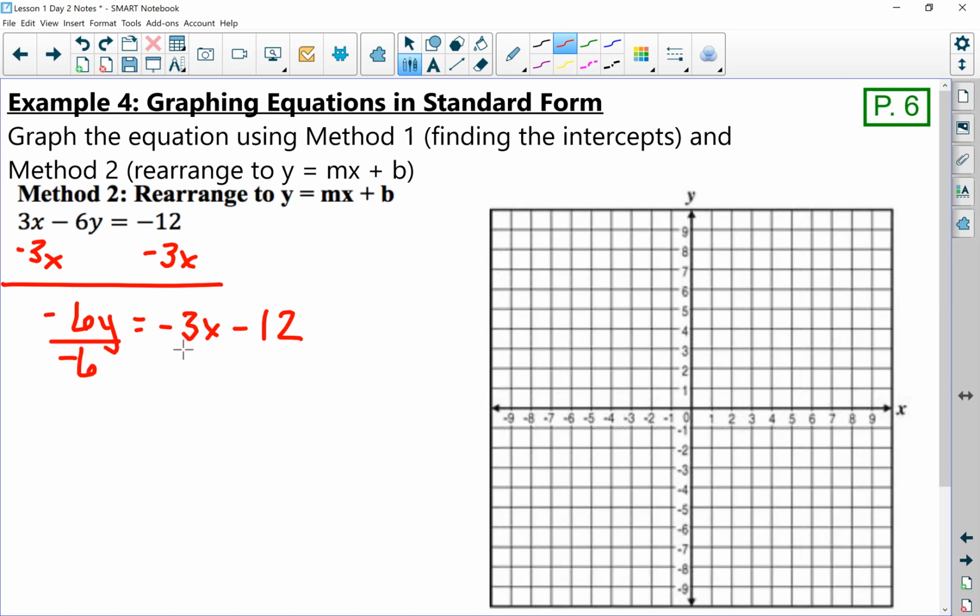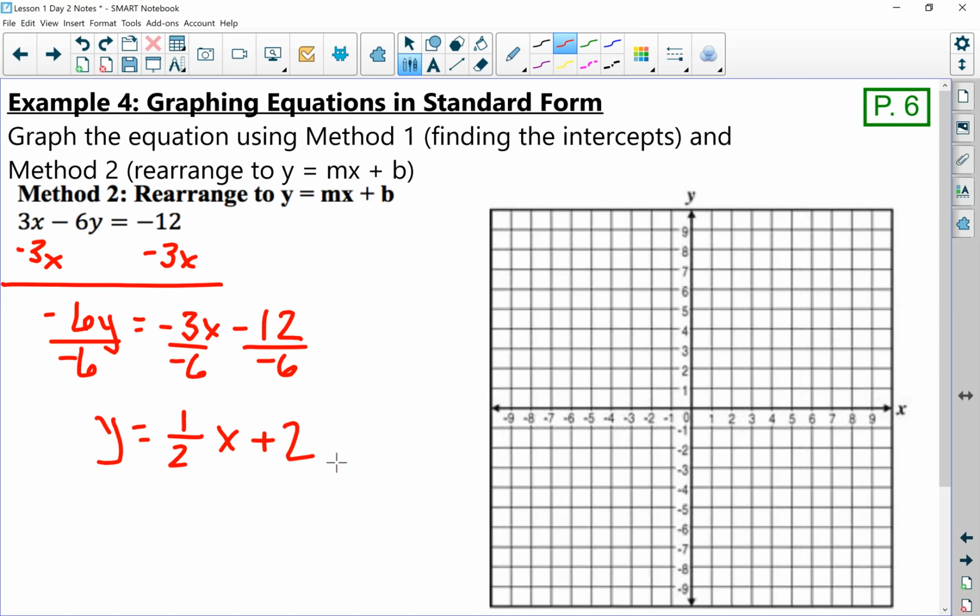And on the right-hand side, when I do that, I'm actually going to divide each piece by negative 6. To me, it helps. So the negative 3x over negative 6, sorry. Negative over negative makes it positive, and 3 divides into both 3 and 6. So that's going to give me a positive 1/2 x. And negative 12 divided by negative 6 is positive 2.